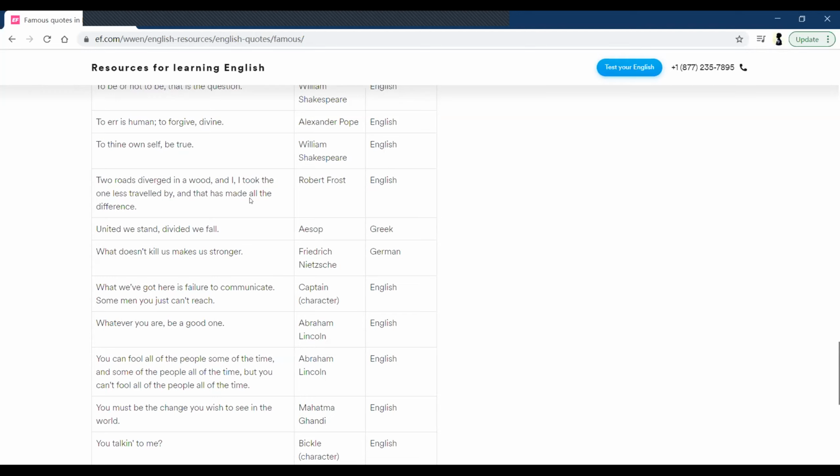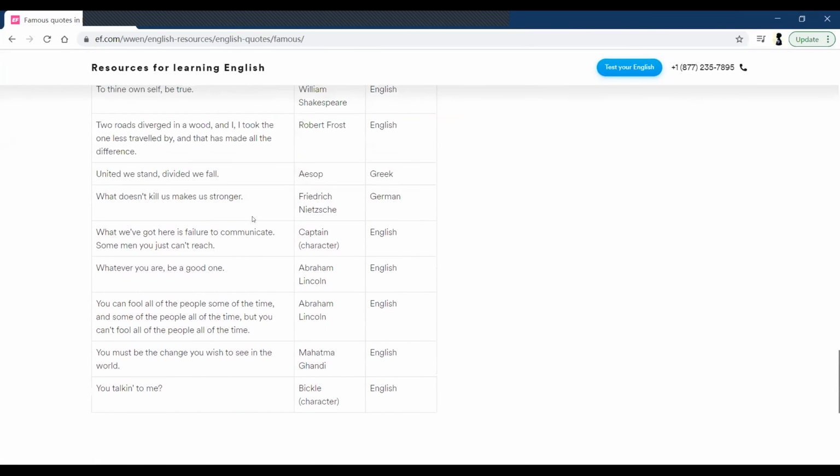United we stand, divided we fall. It's kind of like if we're together, we can do anything basically. But if we don't agree, then we're going to fall. That usually talks about working together. What doesn't kill us makes us stronger. So, experiences, if you didn't die there, it makes you stronger if you've learned something from it, something like that, right?